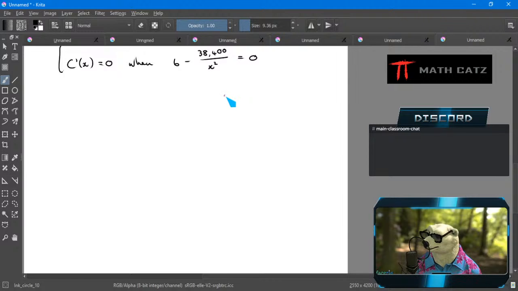The safest one is to just merge this on the left hand side, which you might have done when you simplified the derivative. Anyway, we chose not to. Put it over a common denominator x squared, and I get 6x squared minus 38,400. It's not necessary in this case, but perhaps your derivative, you made it look like this, which might not be a bad idea.